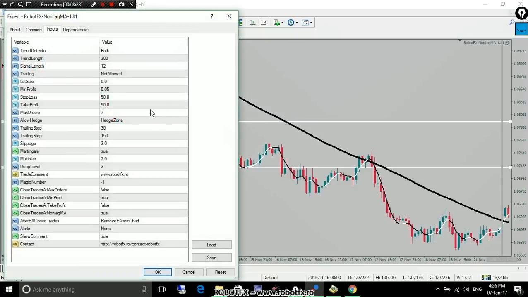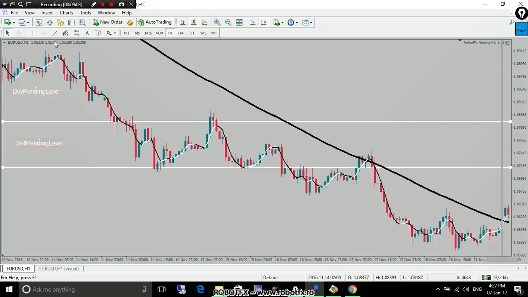You must find your settings again depending on your trading style, your account size, your lot size, and all the other criteria. If it matters, I never reached 7 opposite orders. That's why the default setting is 7. I think it's a very big number. I never had so many opposite trades open on the same chart. Anyway, let's move on.